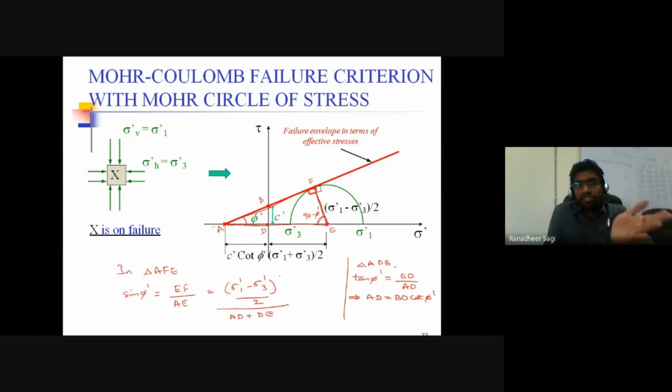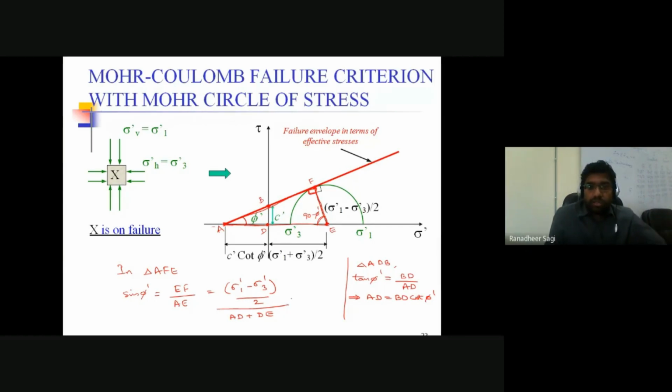Now what is the distance from D to E? Point D represents the origin of that particular coordinate system, and point E represents the center of your Mohr circle. So from the origin, at what distance would the center of the Mohr circle exist? At a distance of sigma 1 dash plus sigma 3 dash by 2. So AD distance is known, DE distance is known, so I can go on to substitute into this particular expression.